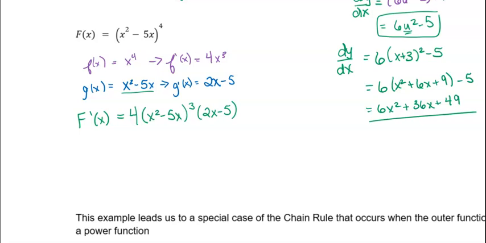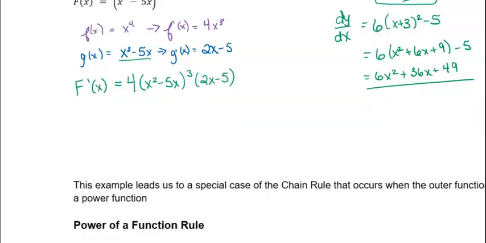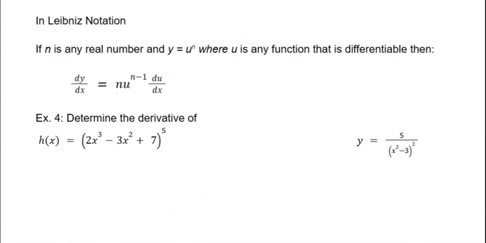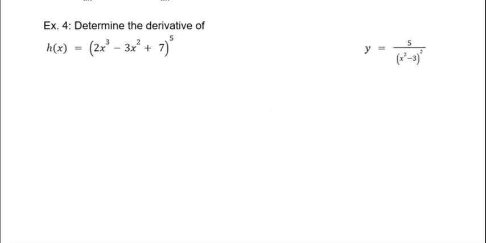We should start to see that there is a pattern here. We take the derivative of the outer function and then multiply by the derivative of the inner function. This is the power of a function rule. So let's try one of those, just going straight to that.